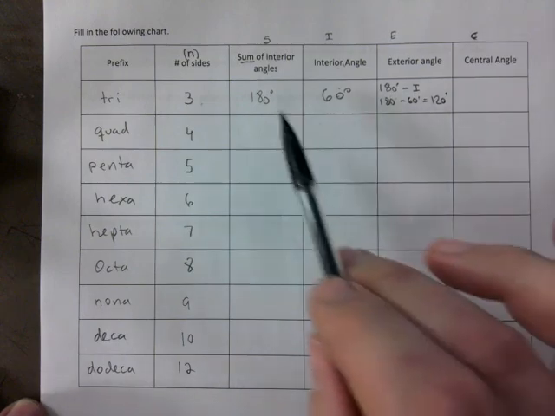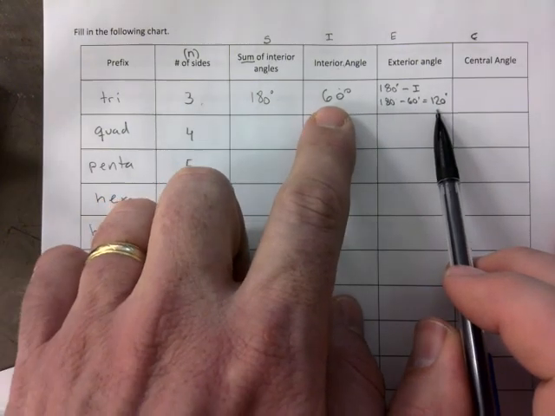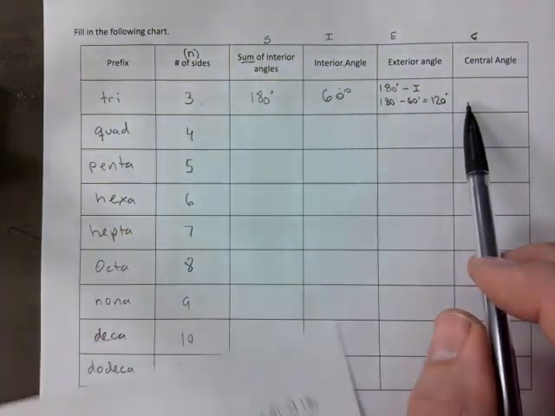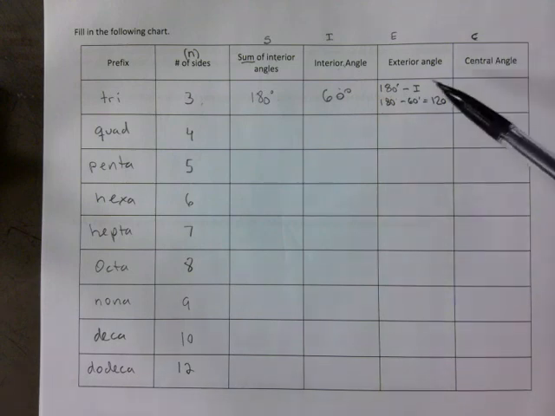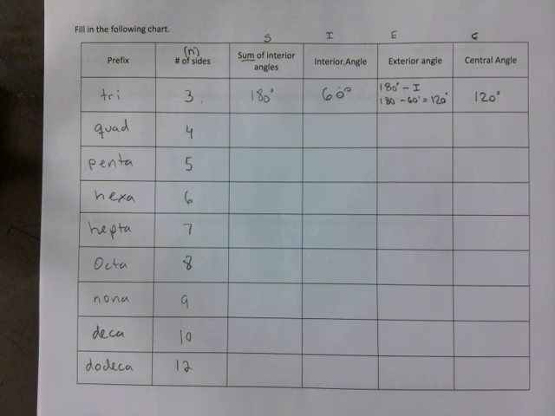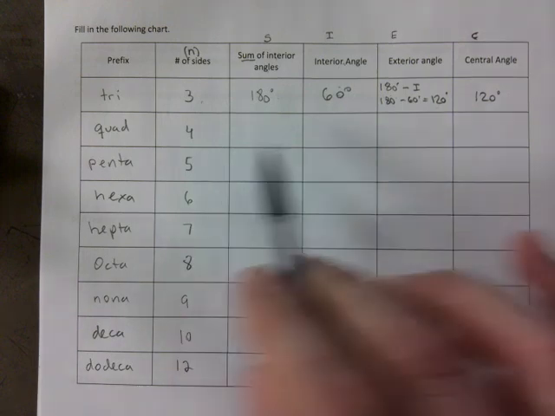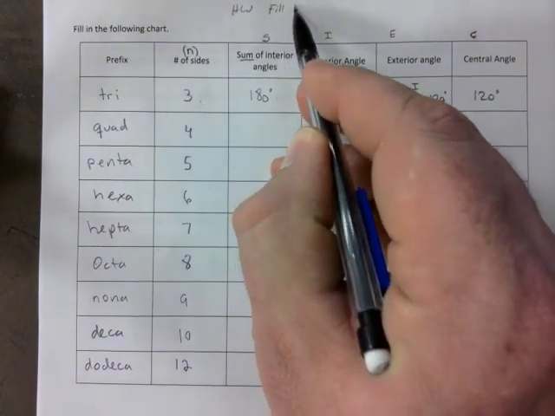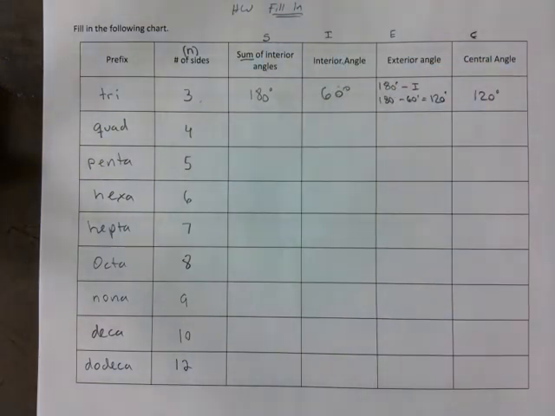Okay, so these two always add up to 180, right? Interior and the exterior. And then the central angle, right? You can use the formula, or you can just know that the central angle will always be the same as your exterior angle, actually. That's a fact. It has to do with, well, we'll talk about that later. So fill in this, that's part of your fill in. This is just so you have a quick reference to it and you practice that.